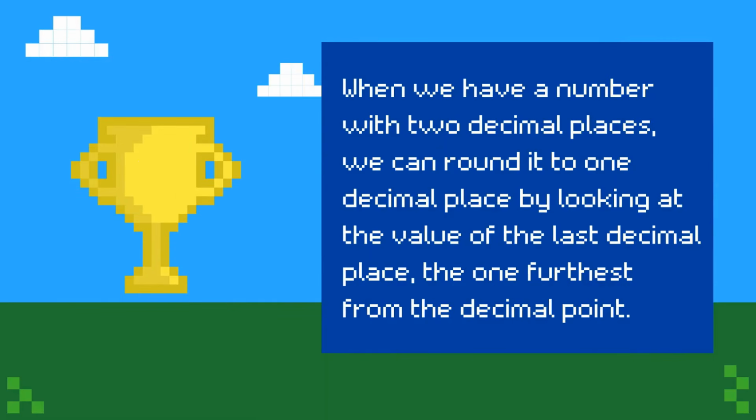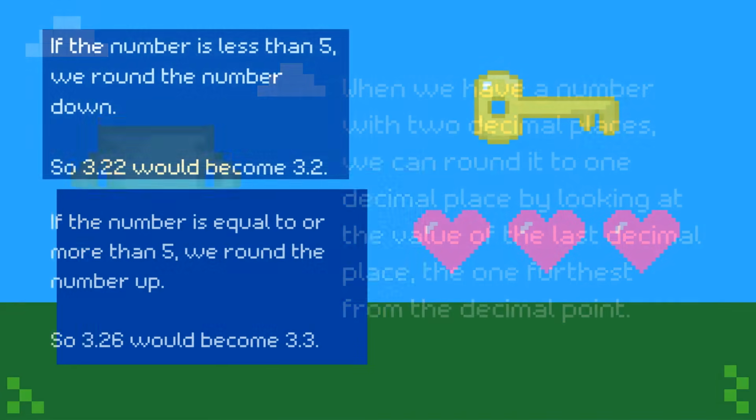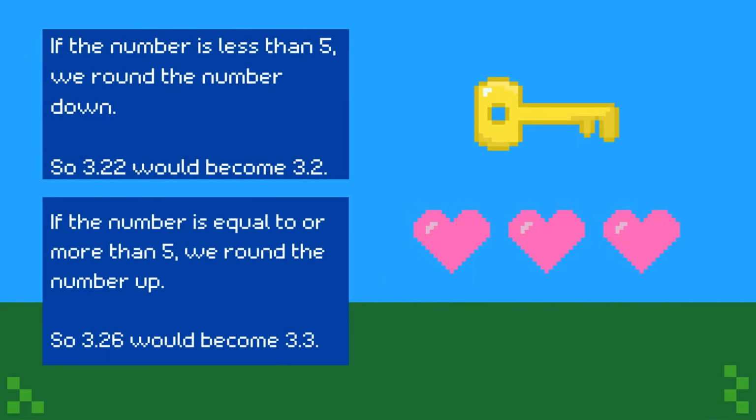When we have a number with two decimal places, we can round it to one decimal place by looking at the value of the last decimal place, the furthest one from the decimal point. If the number is less than 5, we have to round the number down. So 3 and 22 hundredths will become 3 and 2 tenths. If the number is equal to or more than 5, we round the number up. So 3 and 26 hundredths will become 3 and 3 tenths.